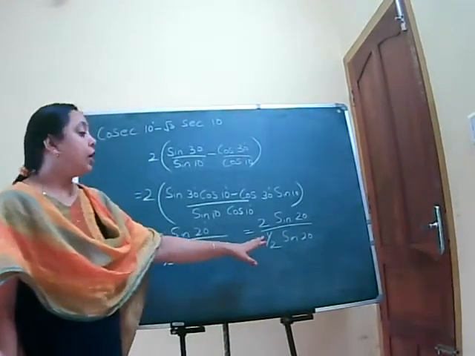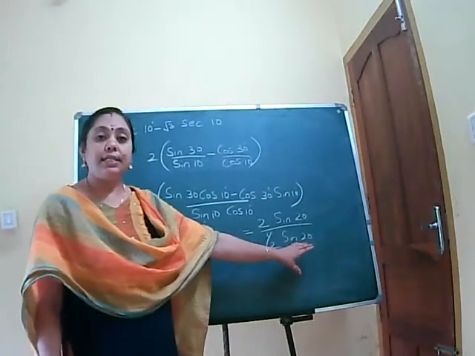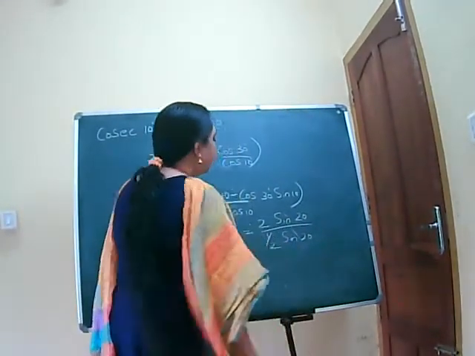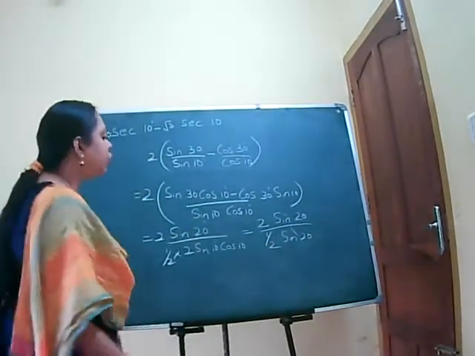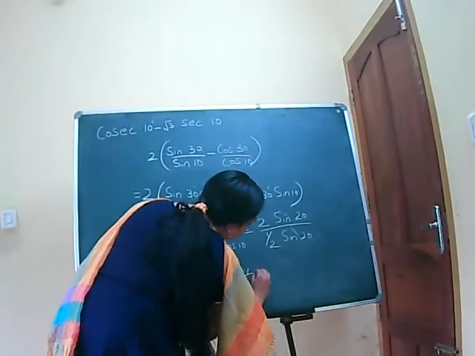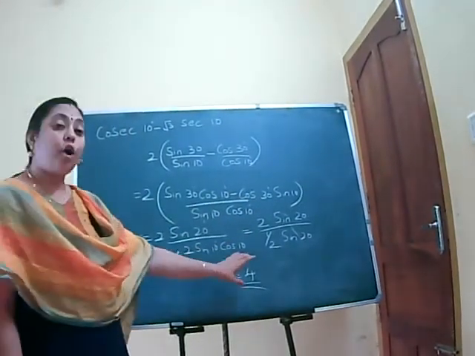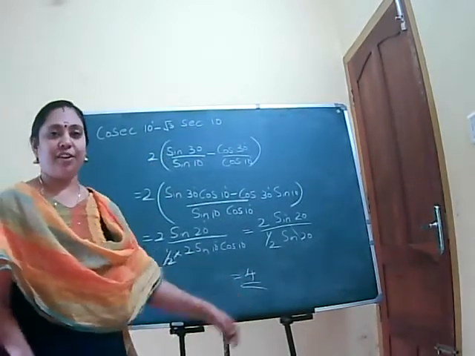So this becomes 2 sin 20 divided by half sin 20. Sin 20 gets cancelled. Then we get 2 divided by half, which is equal to 4. So the value of our required expression is 4.